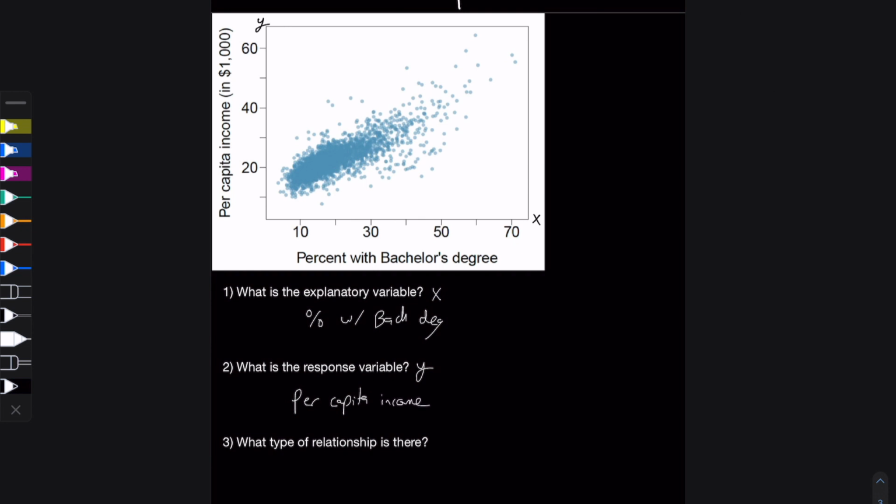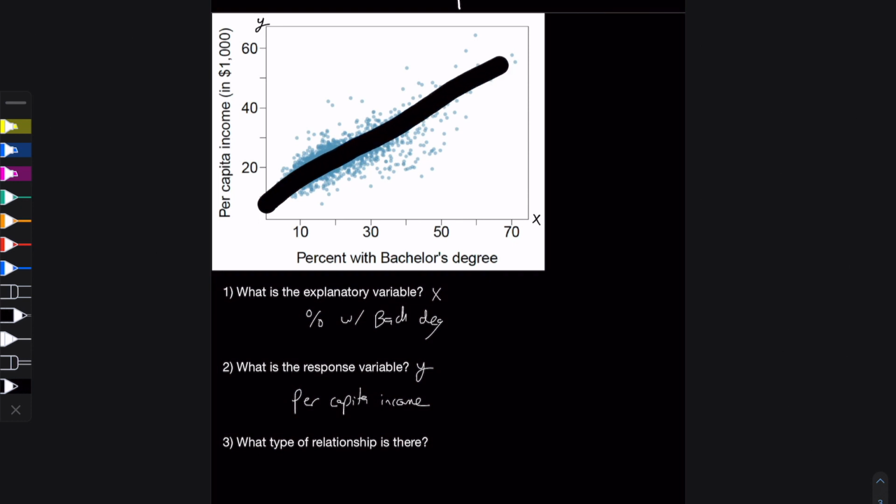And so if you think about this in the context of the problem, the explanatory variable is what you would be changing. So you would change what you're looking at, the percent with the bachelor's degree, and then what you're looking for with that is their per capita income. So as we observe different people with percent with bachelor's degree, then we're observing their per capita income. If we look at it here, this graph obviously trends towards that line right there.